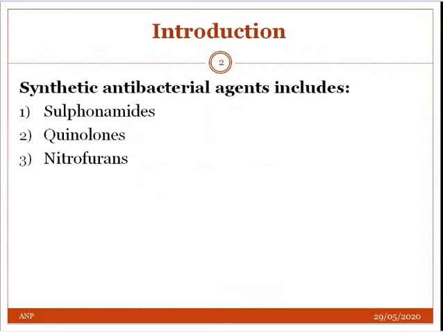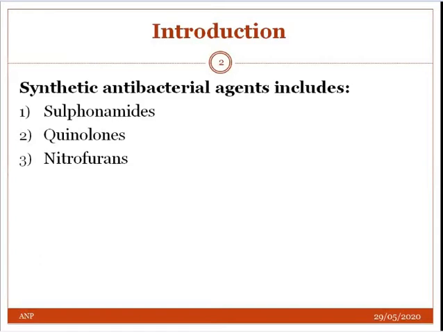Now, what are the examples of synthetic antibacterial agents? These are the main or typical examples: sulfonamides, quinolones, and nitrofurans. So these are the main classes belonging to the synthetic antibacterial or synthetic anti-infective agents. Again, a number of drugs come under the heading of sulfonamides, and a number of drugs are there in the quinolones. So these are the two important classes from the synthetic antibacterial agents.